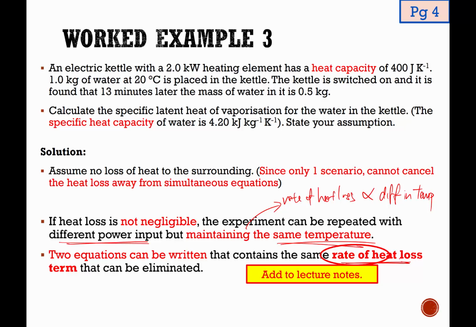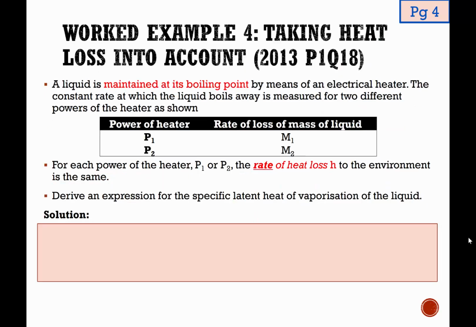Okay, so now I explain this in more detail by looking at work example 4. In work example 4, we have a liquid that is maintained at its boiling temperature by means of an electrical heater. And in this case, we are given two power inputs P1 and P2, and therefore they will result in different rates of loss of mass, M1 and M2.